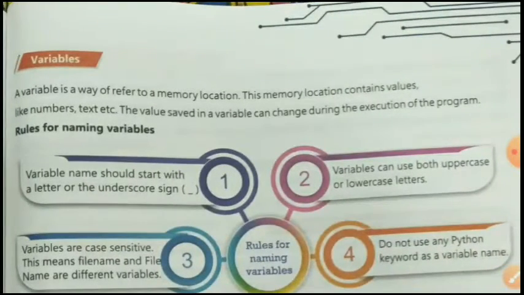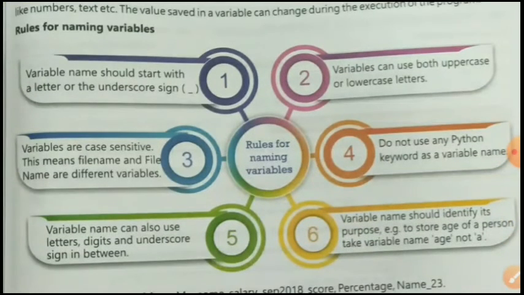Next is variable. A variable is a way of referring to a memory location. This memory location contains values like number, text, etc. The value saved in a variable can change during the execution of a program. Rules for naming variables: there are some rules, numbered 1 to 6, given in your book.